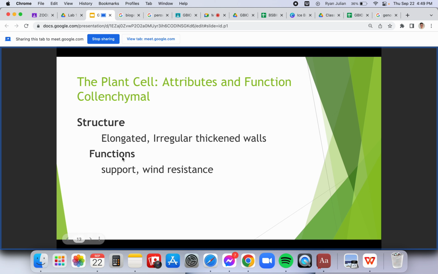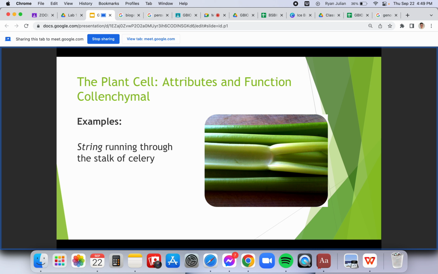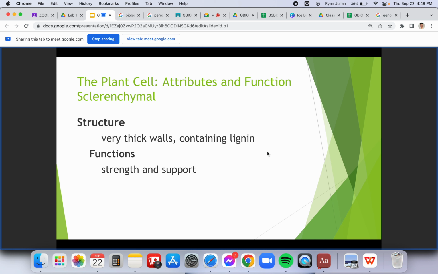And for its main function, for supporting and wind resistance. A great example is in the case of the string, which can be found running through the stalk of celery, which can be exemplified on this image that I have provided on your screen right now.